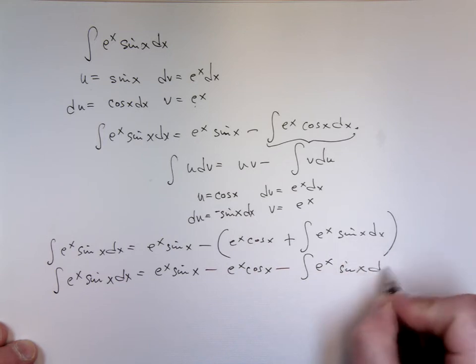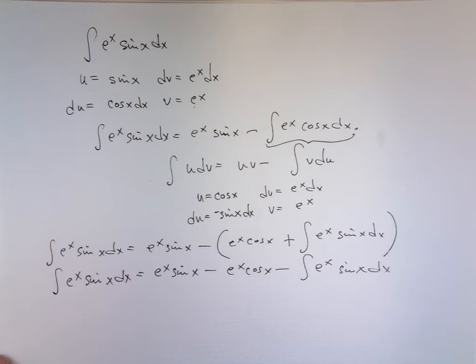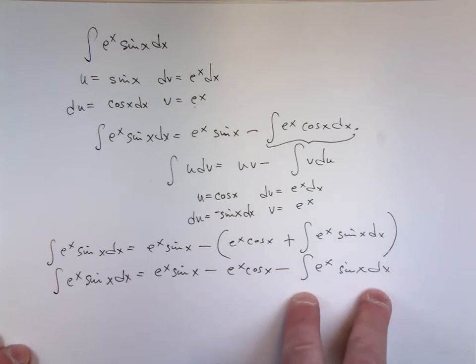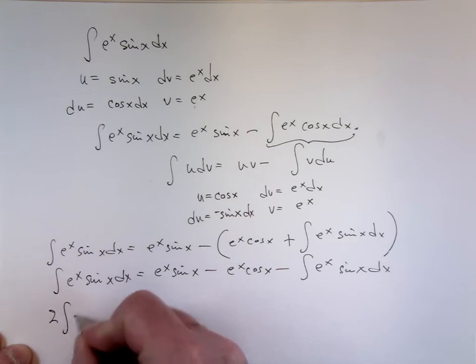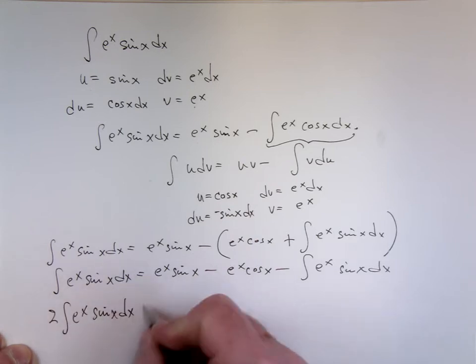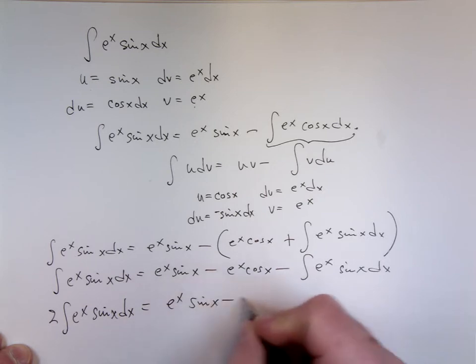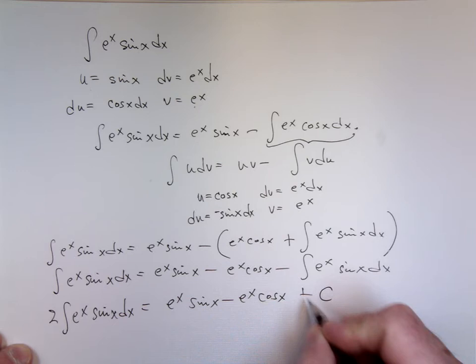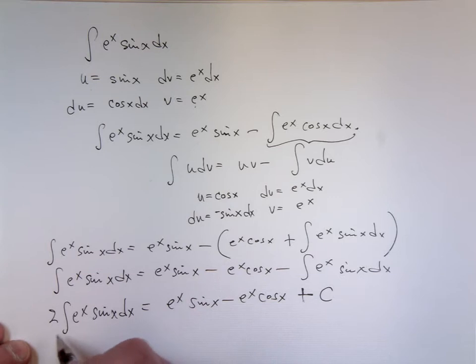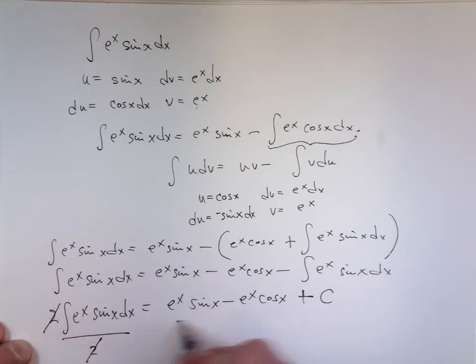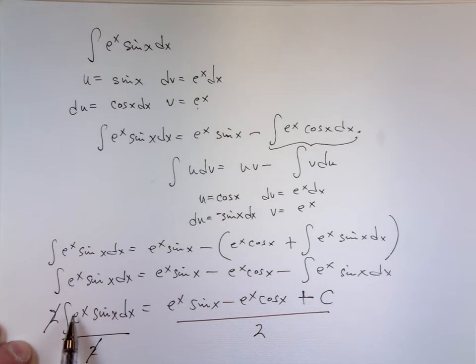And I'm going to add this integral to both sides of this equation. What happens when I add this integral to both sides? I'll have two of them over here. And I also have a constant from any one of those integrals. And divide by 2. When I divide by 2, I have the integral of e to the x sine x dx is e to the x sine x minus e to the x cosine x plus a constant, all divided by 2. That is the integral. And we're done.